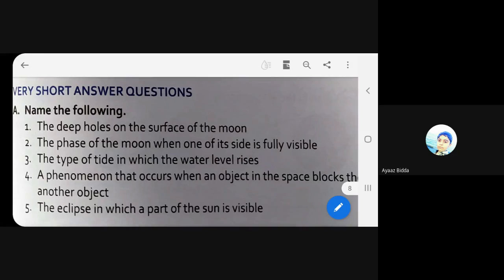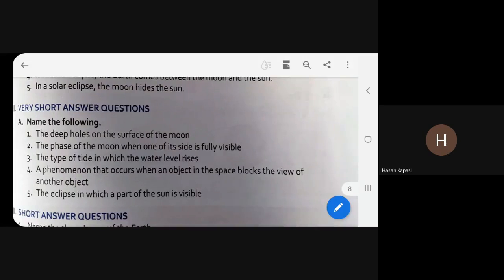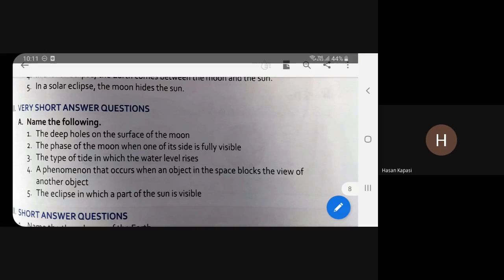The type of tide in which the water level rises. High tide. Very good. A phenomenon that occurs when an object in space blocks the view of another object. Eclipse. Very nice. The eclipse in which a part of the sun is visible. Partial eclipse. Very nice. Excellent, boys. It is known as a partial solar eclipse.